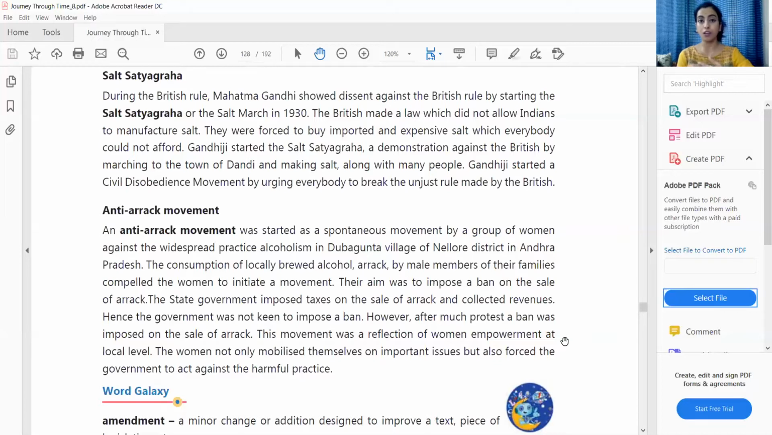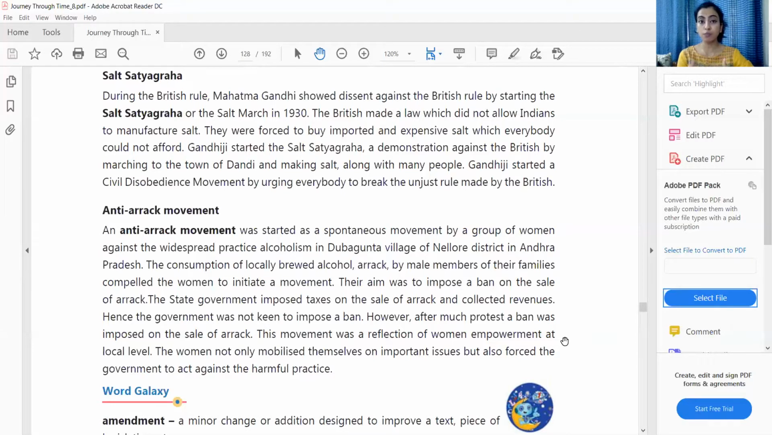I think we saw that in this lockdown only, right? When the lockdown period was going on, the first shops allowed to open were wine shops. Why? Because wine shops earn a lot of revenue for the state. So similar was the situation here. They were not willing to impose a ban on the sale of Arak. But however, finally the government had to give up. They had to accept the demand, and finally the sale of Arak was banned.